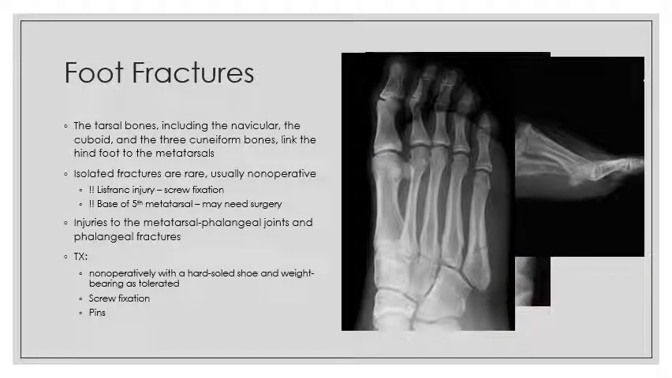Another type is the base of the fifth metatarsal fracture, or if it happens at the metaphyseal junction, it's called the Jones fracture. The problem here is, again, blood flow could be compromised. So if you have a fracture here, blood flow going to this area could be compromised. So there's a high risk of non-union, and because of this could cause some persistent pain.